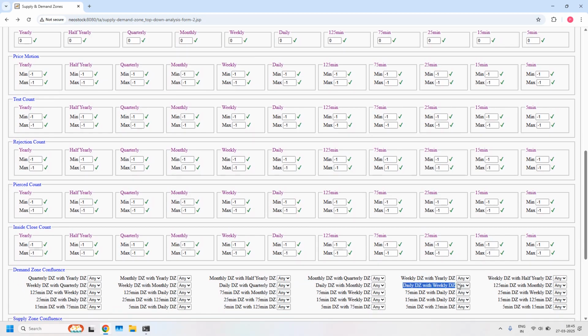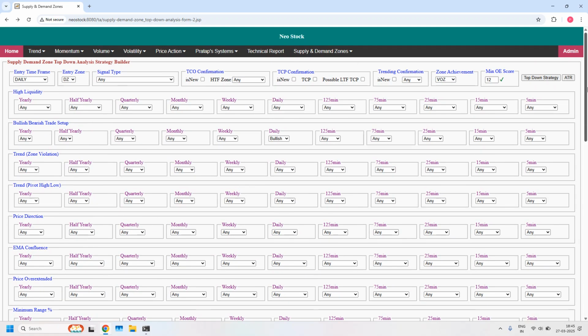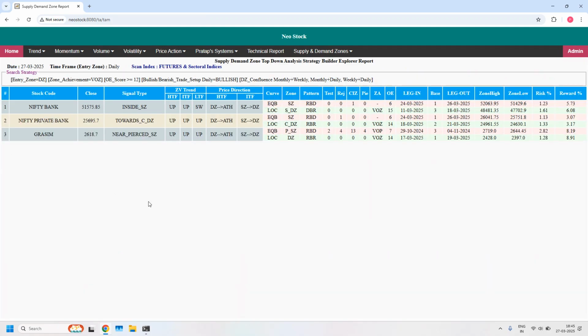First filter, daily and weekly zone confluence, is already enabled. Next, daily demand zone with monthly demand zone confluence. And weekly demand zone with monthly demand zone confluence. All the 3 filters are enabled. Now we got 3 stocks. In these 3 stocks, these daily demand zones are overlapped with weekly demand zone. Again, both together are overlapped with monthly demand zone. And monthly trend is up in all the 3 stocks.